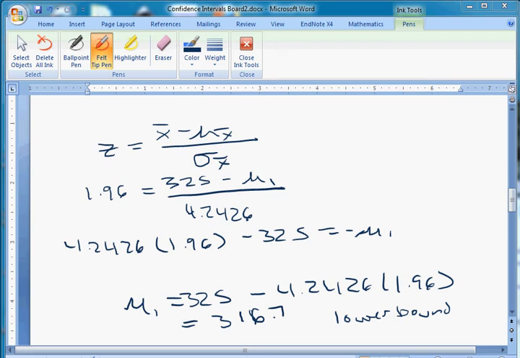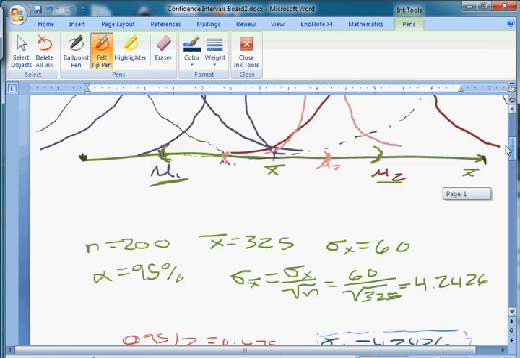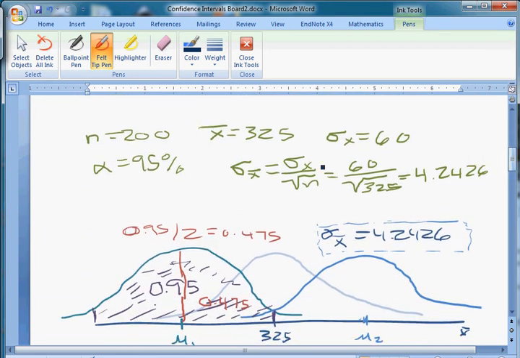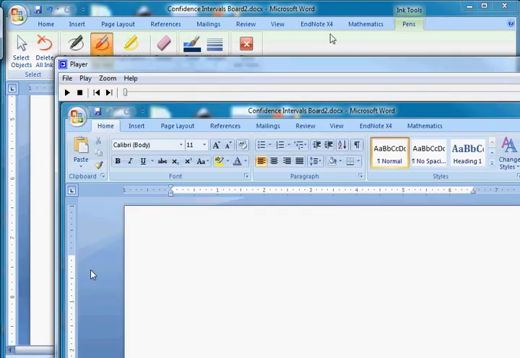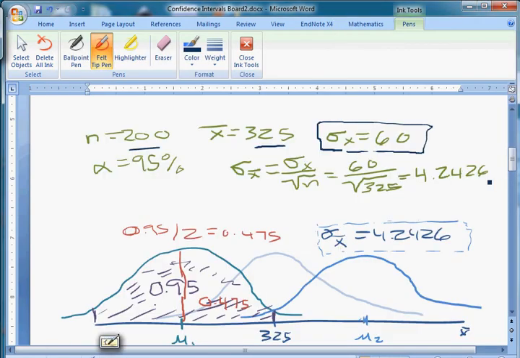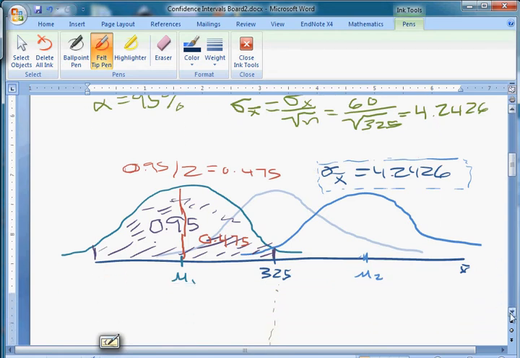All right, back. I just finished calculating the lower bound in the case where we were looking at rental cars. If you recall, the problem, we had a sample size of 200. We had a sample mean of 325, and we were assuming we knew the population standard deviation was 60. We want to know what the 95% confidence interval is, and so we calculated the sampling distribution standard deviation, and then we showed on a graph here the problem we were trying to solve.